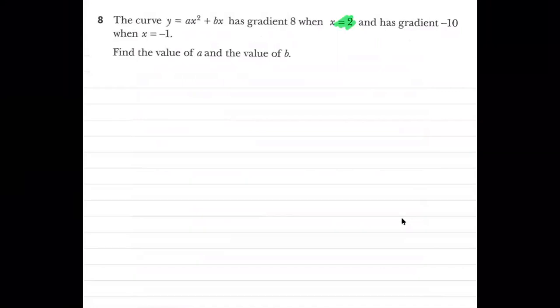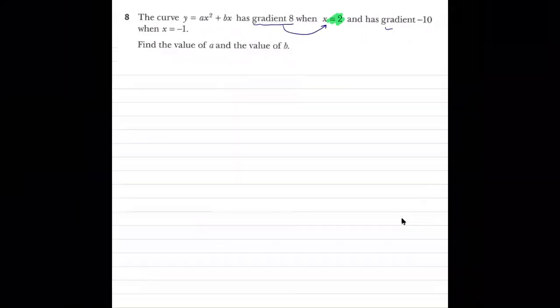The curve y equals ax squared plus bx has a gradient 8 when x is 2. So the gradient of the function is 8 when x is 2, and the gradient is minus 10 when x is minus 1. Find the value of a and the value of b. Now, you tell me, what is the thought process? What is the first thing that we do?